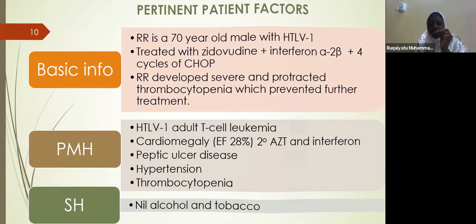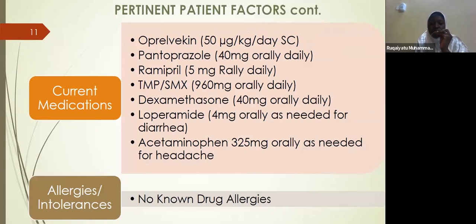For the current medications of this particular patient, the patient is on oprelvecin, 50 microgram per kg per day subcutaneous, which is the recommended FDA dose. He's on pantoprazole, 40 milligram for ulcer, orally daily. Ramipril for his hypertension, 5 milligram orally daily. Trimethoprim, sulfamethoxazole, double strength, orally daily. On dexamethasone, loperamide for diarrhea, and also acetaminophen for headache. For his allergies, this particular patient has no known drug allergies.